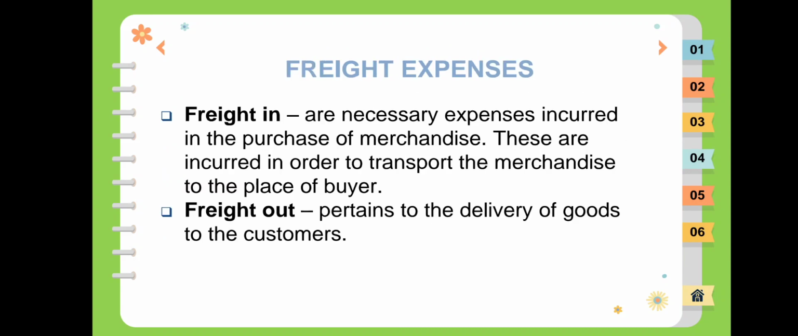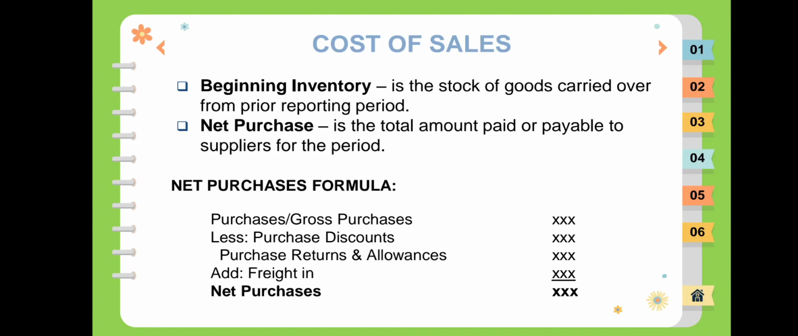And to complete the net purchases, i-add nyo naman yung freight in. Ano yung freight in? So, these are necessary expenses incurred in the purchase of merchandise. These are incurred in order to transport the merchandise to the place of buyer. So, ito yung pamasahe yan. Transportation fee of the merchandise from the seller or from the supplier of the business to the business since siya yung buyer. You have to add it on the net purchases kasi nga, gastos yan ni business. Si business ang magbabayad ng pamasahing yan.